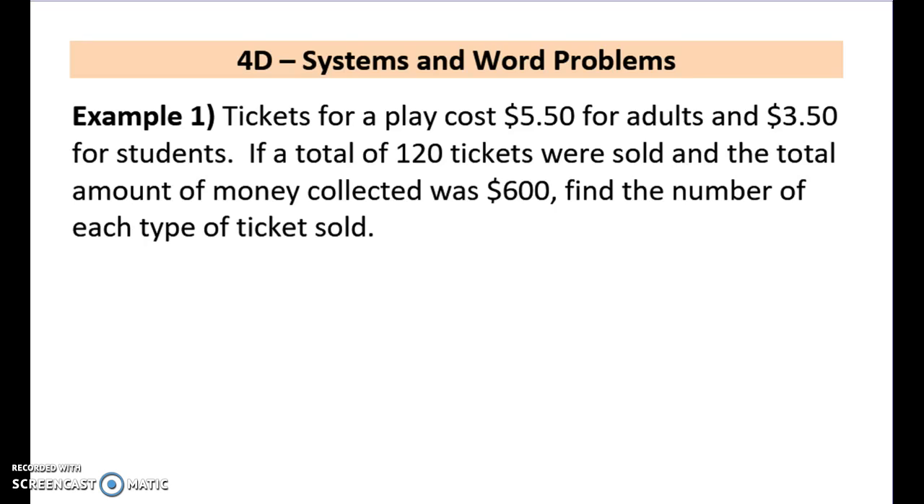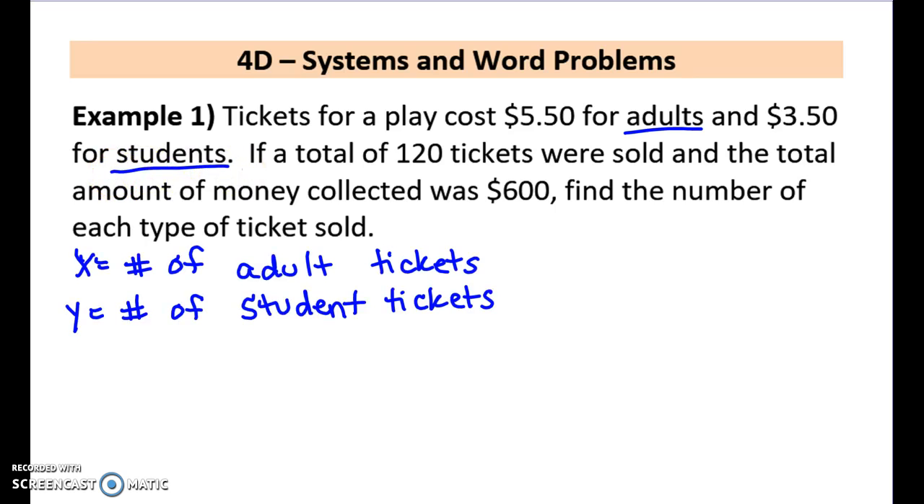Example 1 says that tickets for a play cost $5.50 for adults and $3.50 for students. If a total of 120 tickets were sold and the total amount of money collected was $600, find the number of each type of ticket sold. Well, we've got 2 variables. We've got a number of adult tickets and student tickets. So I'm going to write that first.